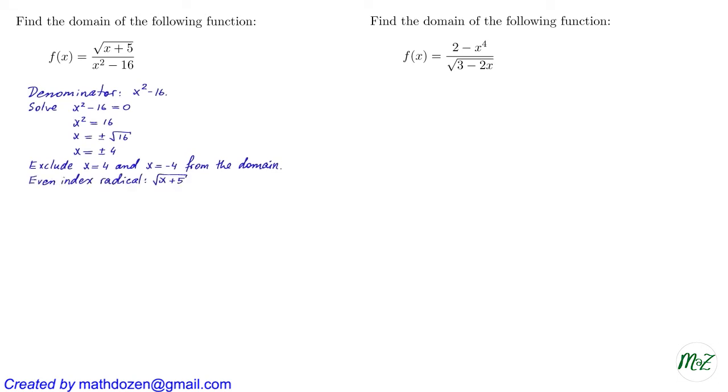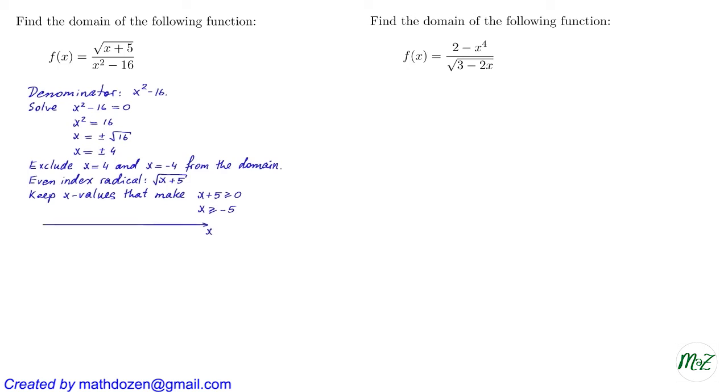But on top of that, there is an even index radical in the formula for the function. It's square root of x plus 5. So to keep that square root out of trouble, we're going to keep only x values that make x plus 5 greater or equal than 0. So solving that for x, we have x being greater or equal than negative 5.